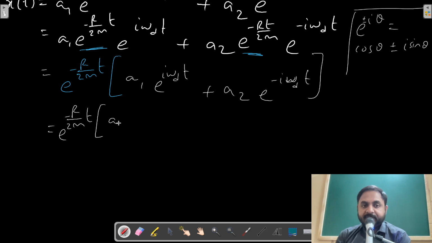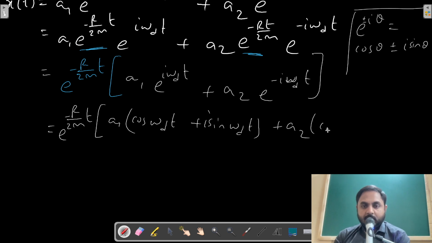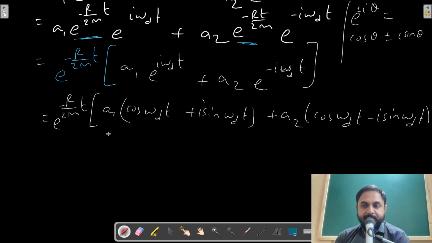In the bracket I have a1 into cos of omega dt plus i into sine of omega dt, plus a2 into cos of omega dt minus i sine omega dt. This is what I will get.